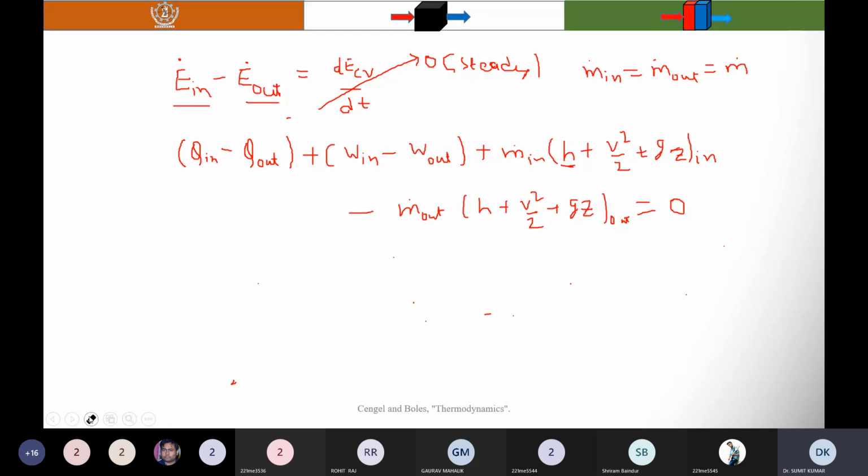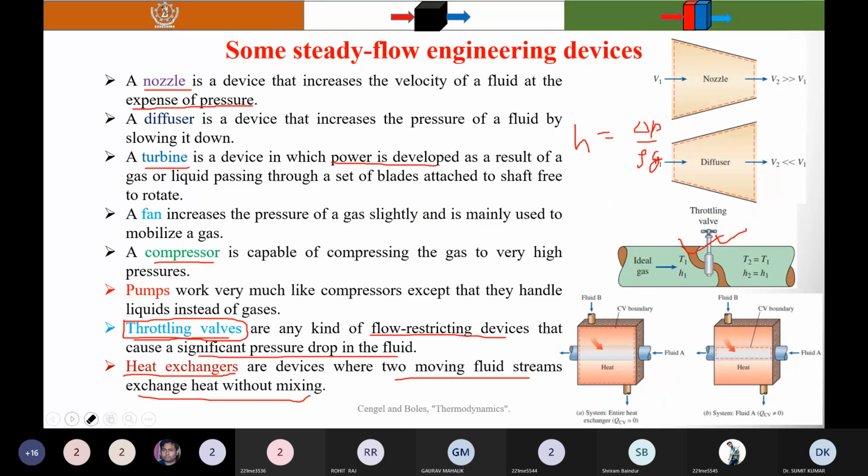So what control volume have I considered? I have considered this one, this is my control volume. So there is no heat transfer. I assume that the outer part of the heat exchanger, this portion, is insulated, so there is no heat transfer.